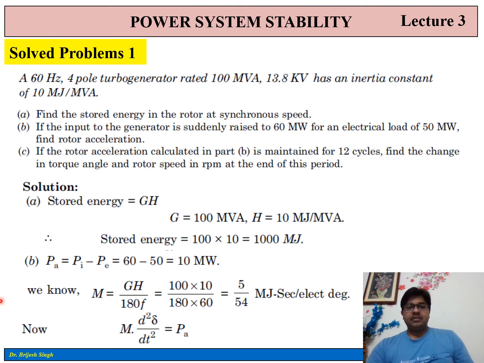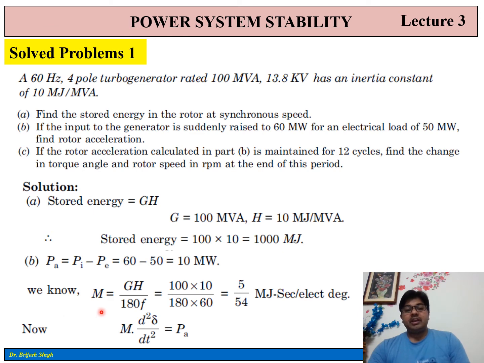Now the second part is asking for the accelerating power. So PA is Pi minus Pe. Because the input of the generator is suddenly raised to 60 megawatt from 50 megawatt, 60 minus 50 is 10 megawatt. So we can say that the accelerating power will be 10 megawatt.